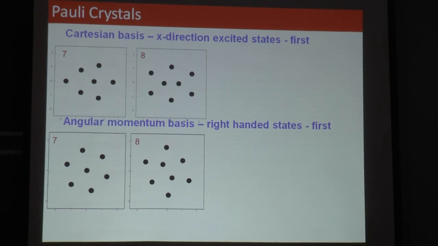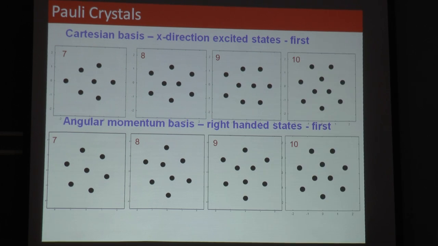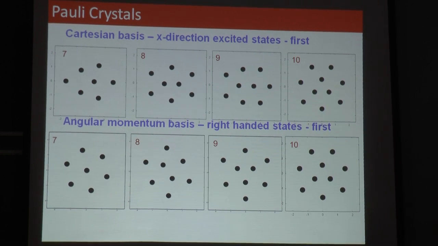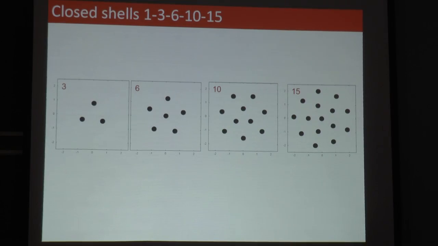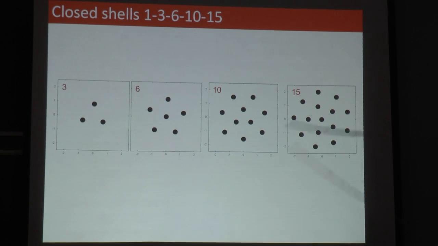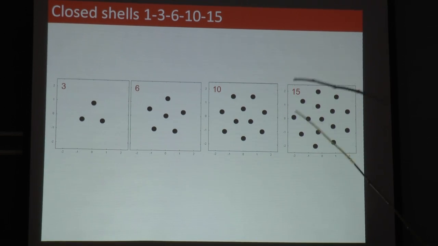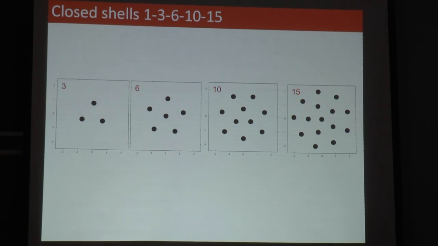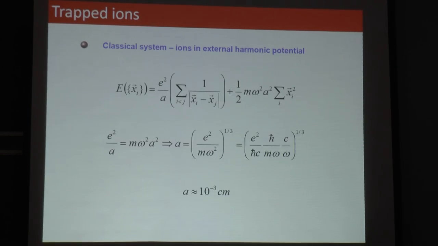This is 8 particles, 9, 10 is again a closed shell. We see that there is a second shell formed with triangles inside and 7 particles in the outer shell. And these are closed shells. I added here 15 particles, again a closed shell, 1, 5, and 9 particles. So we see very nicely ordered structures of these maxima.